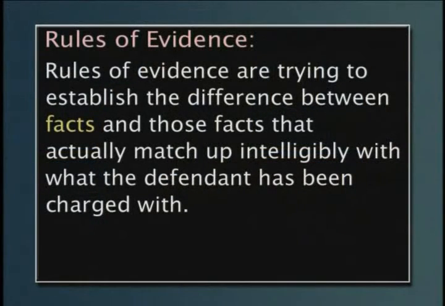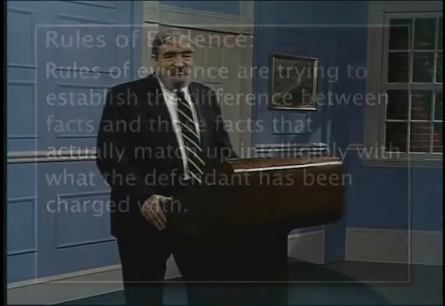What is it that rules of evidence at the law are seeking to establish? Rules of evidence are trying to establish the difference between facts that are everywhere, and those facts that actually match up intelligibly with what the defendant has been charged with. So, for example, fingerprints are regarded as circumstantial evidence. Why are fingerprints merely circumstantial evidence? All fingerprints on a murder weapon establish is that the defendant actually held the weapon. But fingerprints alone don't establish that the defendant fired the weapon. The defendant might have come into the room hours later and picked up the weapon.